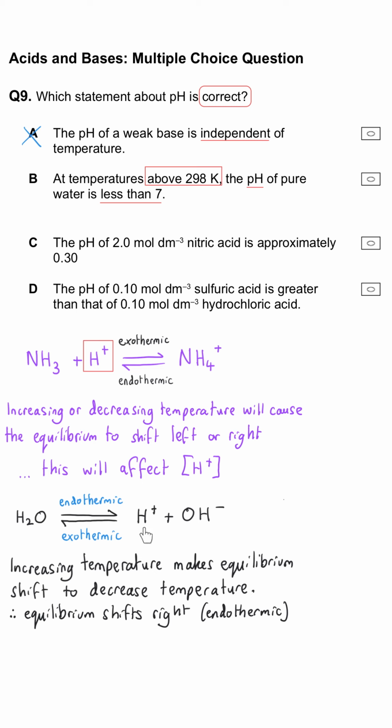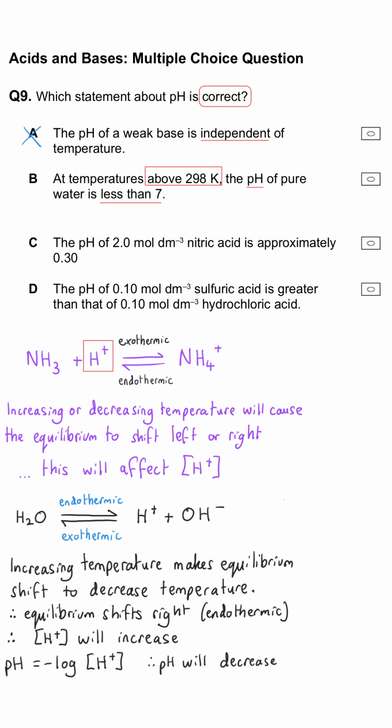The hydrogen ions are on the right-hand side, so more hydrogen ions will be made. And importantly, the concentration of hydrogen ions will increase. And since the pH is the negative log of the hydrogen ion concentration, there will be a larger hydrogen ion concentration. And that will mean that there will be a lower pH. And so the pH of pure water at 298 Kelvin is 7. And so if that pH is going down, then the pH will now be less than 7. And so this is a true statement.